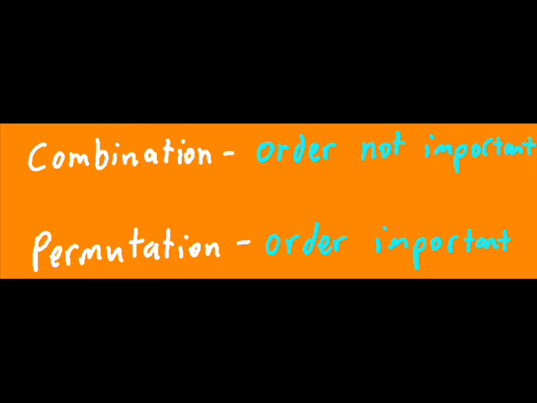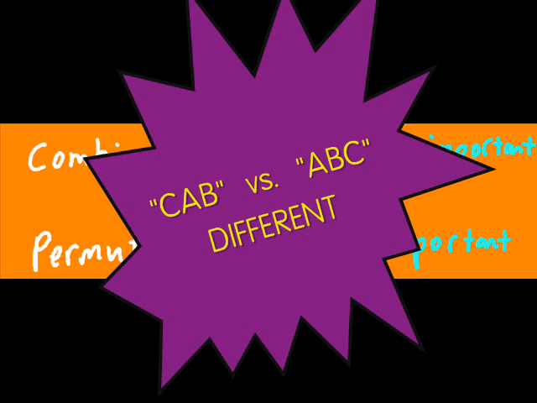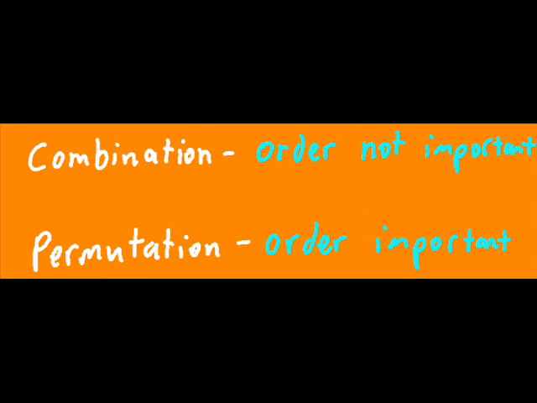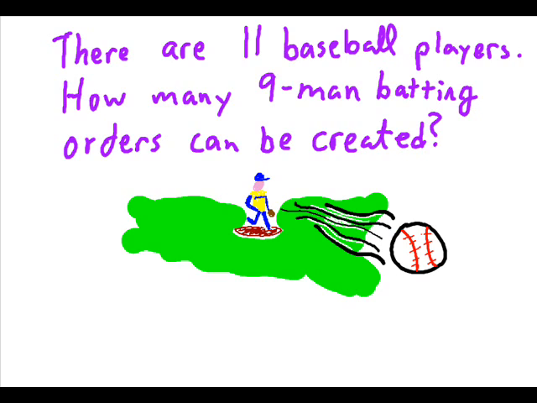A permutation is when the order is important. For example, if you rearrange the letters in a word, ABC, compared to CAB, those are two different words with the same letters. Also, creating a playlist for the radio would also be an example of where the order is important.